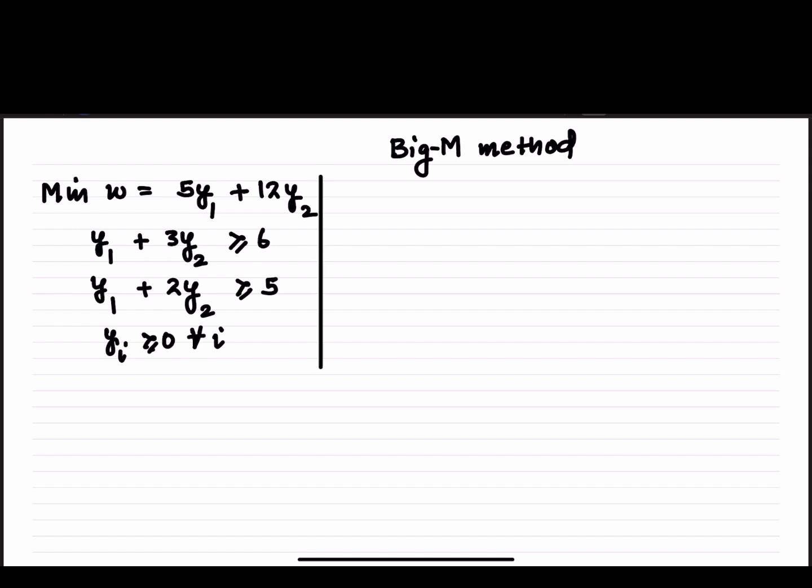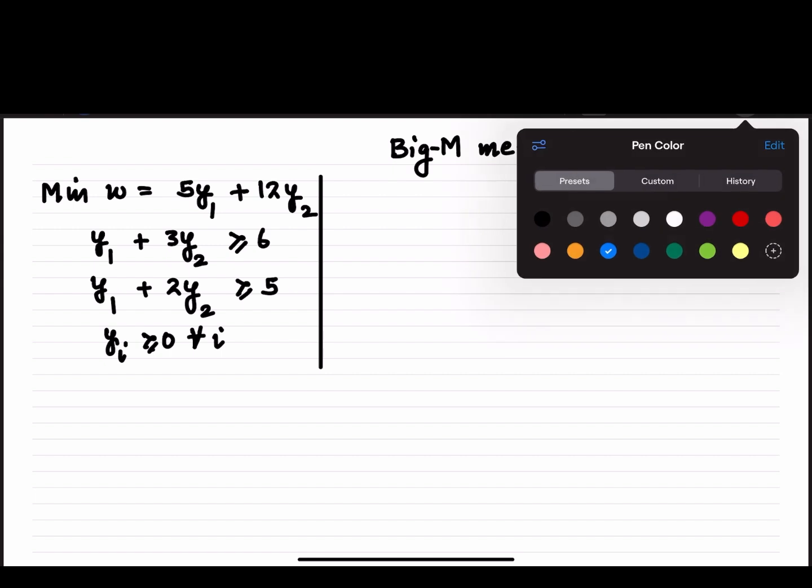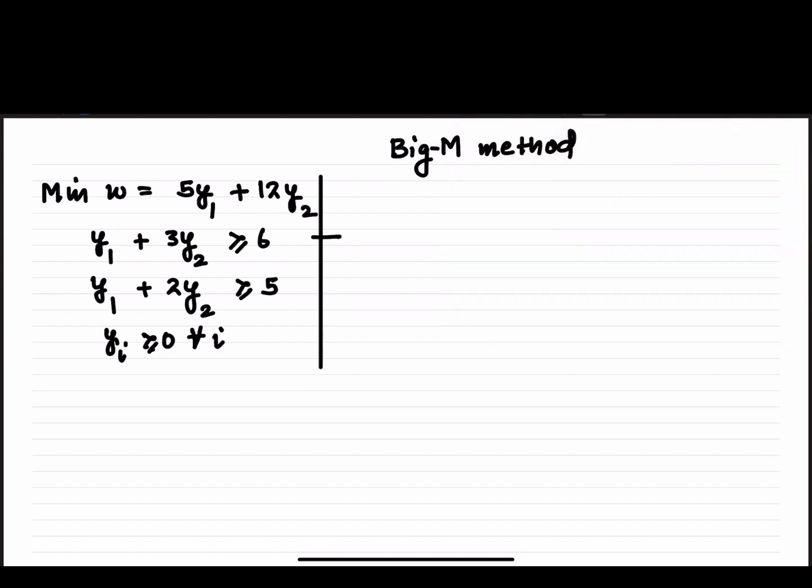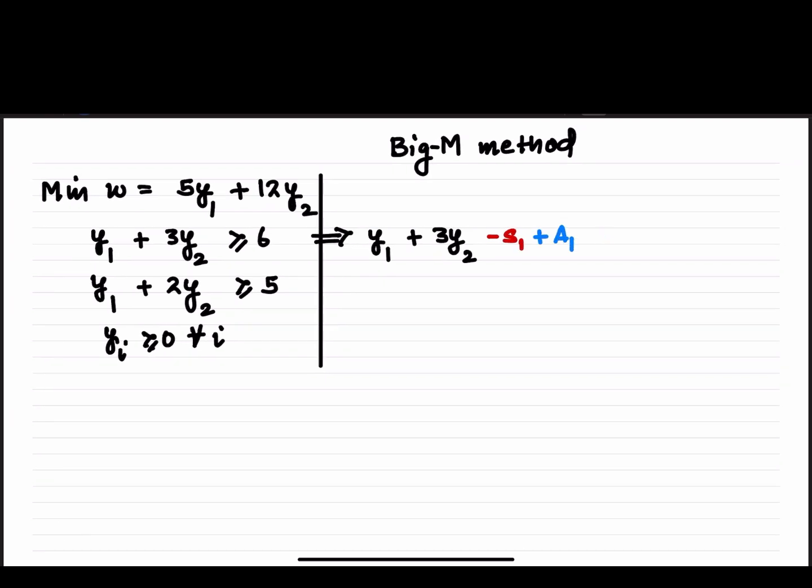So in the last lecture, we saw how to formulate this problem into the big M formulation. What you do is first convert this into equations by adding or subtracting a surplus. So subtract a surplus and simultaneously compensate it with the artificial variable. This becomes 6. This becomes y1 plus 2y2 minus s2 plus a2 equals 5.